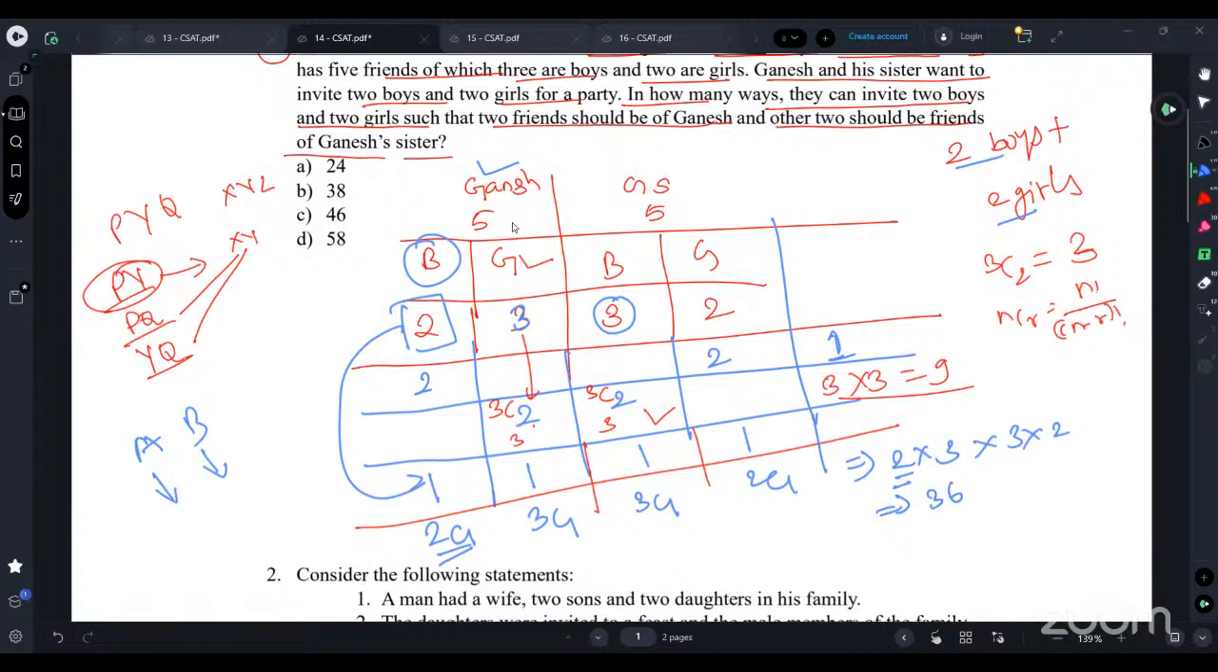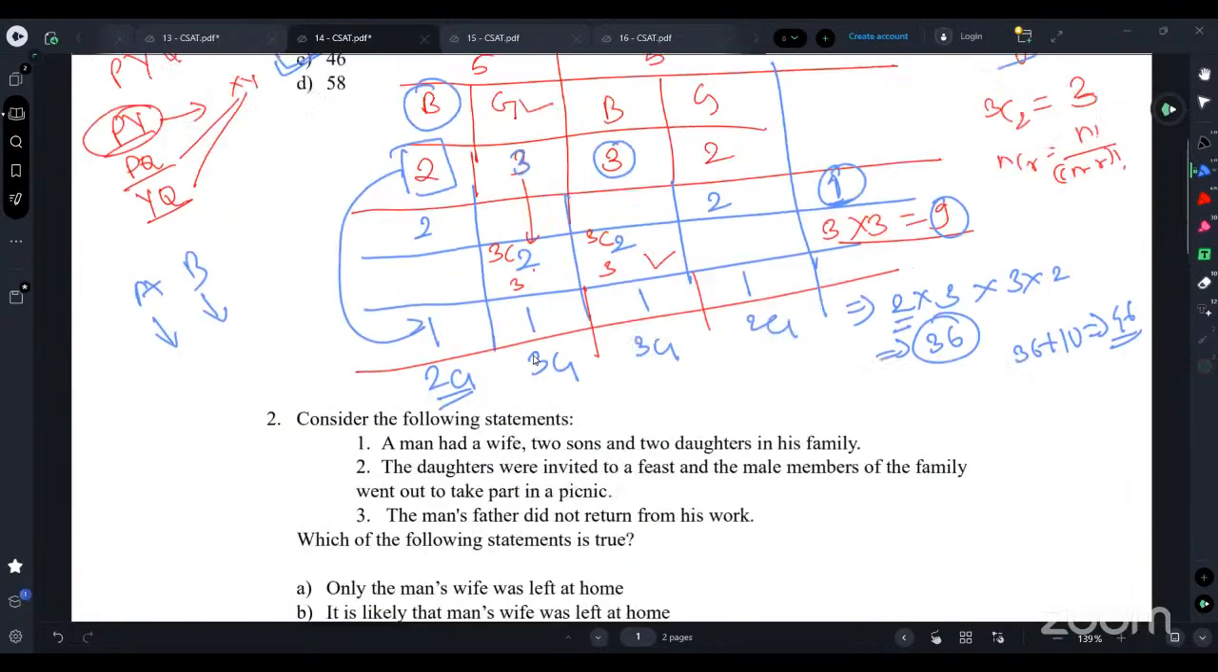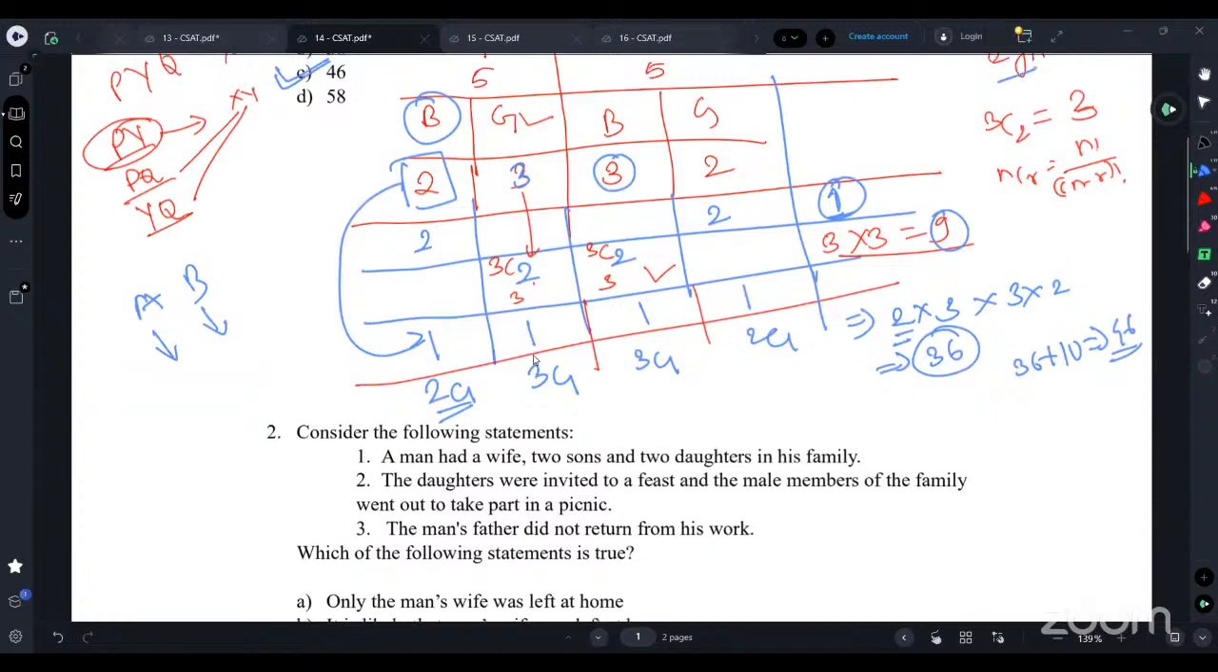So if you do this total addition, 36 plus 9 plus 1. So 36 plus 10 will be what? 36, 9 plus 1, 46. So 46 would be the correct answer in this case. Option C. Okay, so this was one of your PYQs in the CSAT examination. Okay, guys, 36 is clear to all of you.